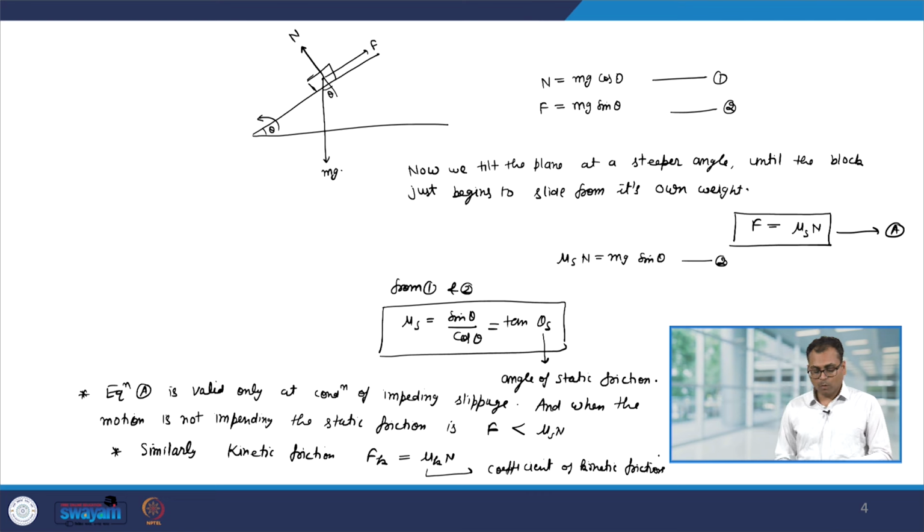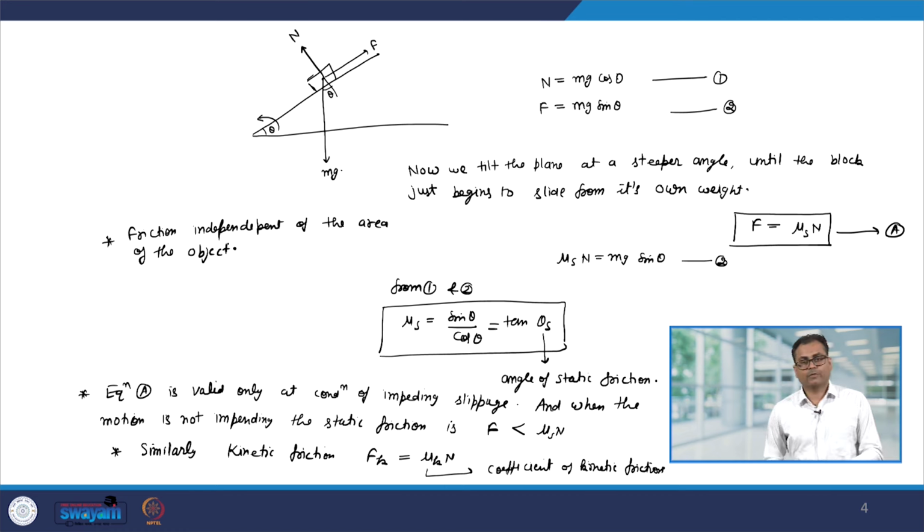Okay. One more point I would like to mention here, that this F or the frictional forces, you can see that they are independent of the area of the object. So, in all this formalism, the area of the object does not come into picture. So, let me mention here that the friction is independent of the area of the object.